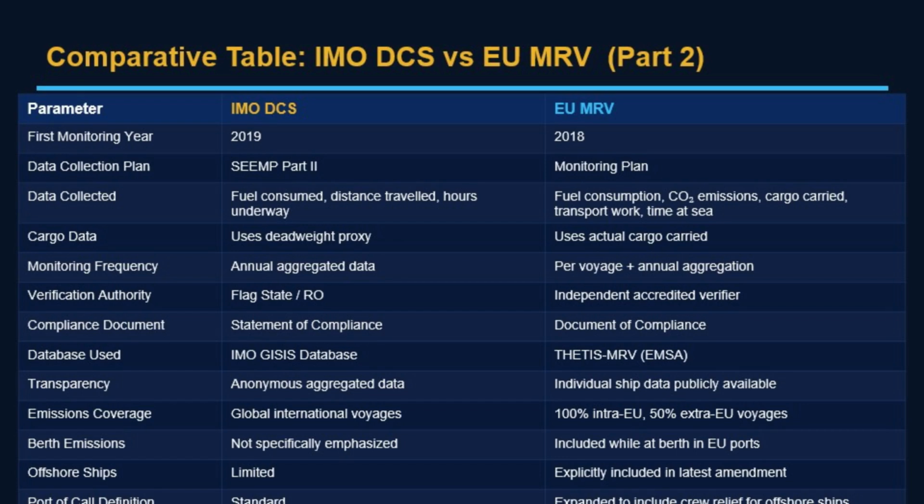Verification differs significantly. IMO DCS verification is performed by the flag state or a recognized organization. EU MRV verification is performed by an independent accredited verifier. For compliance, IMO DCS issues a statement of compliance. EU MRV issues a document of compliance. The databases are also different. IMO DCS uses the IMO GISIS database. EU MRV uses Thetis MRV operated by EMSA.